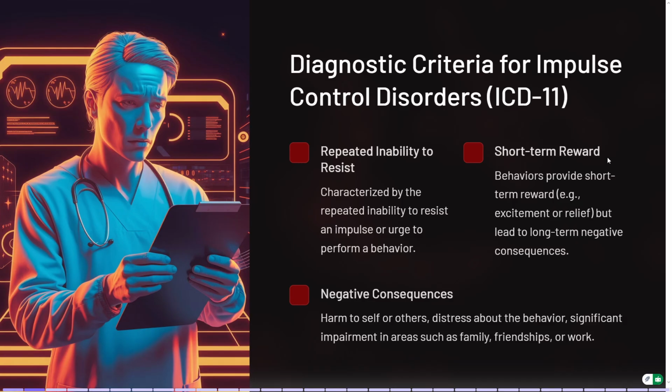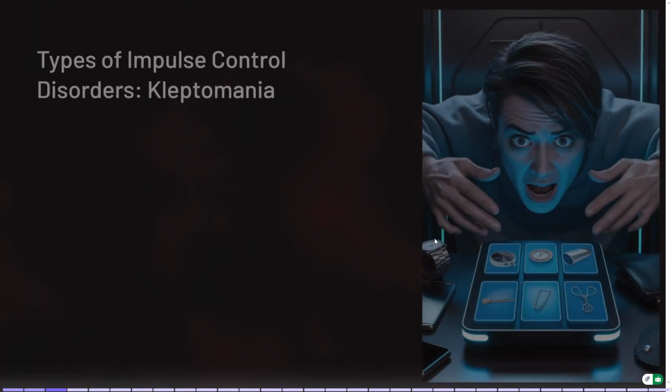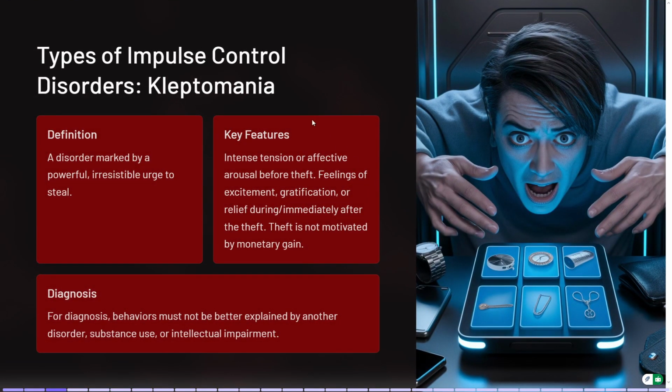Now, negative consequences are also associated with it. It can cause harm to yourself or to others. There can be distress about the behavior. When you practice it, it can lead to distress and significant impairment in areas such as family, friendship, or even work at large. So these are the things that can affect ICD.